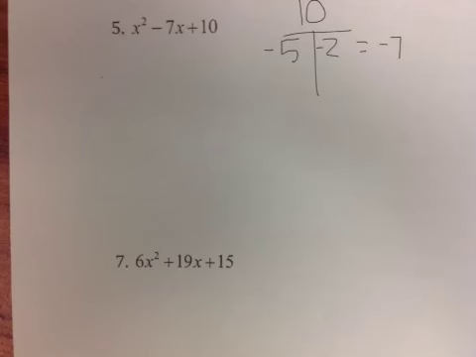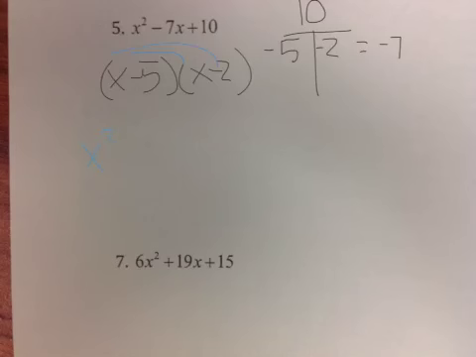Now, because this is just an a equals 1, I can just put those factors right into x minus 5 and x minus 2. To check to see if I'm right, I'm going to multiply it out. This is just a check. You're not required to do it, but it will let you know on a test if you got it right or not.